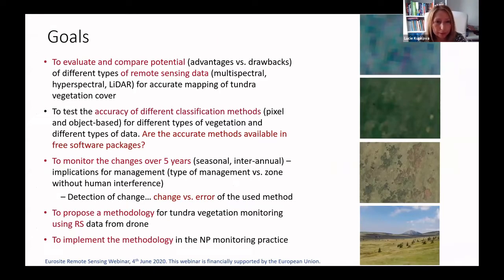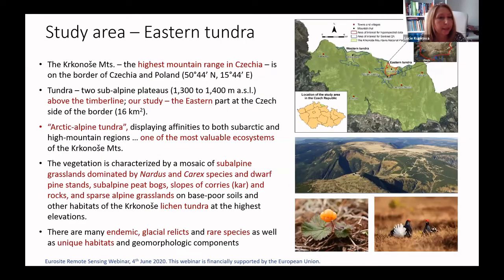So what are our goals? It's to evaluate and compare the potential of different types of remote sensing data, as I mentioned. We also want to test the accuracy of different classification methods. We would like to know if, for example, some methods that are available in free software packages are really accurate for monitoring. We are going to monitor changes over 5 years, and then we would like to know what is change and what is error, because it's not clear now what the accuracy of monitoring is. And finally, we would like to propose the methodology and implement it in the national park.